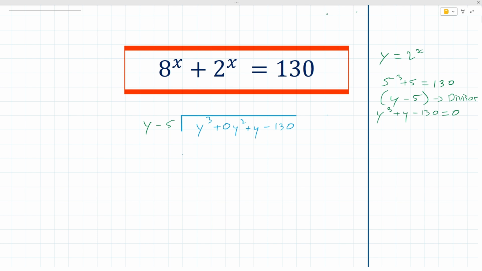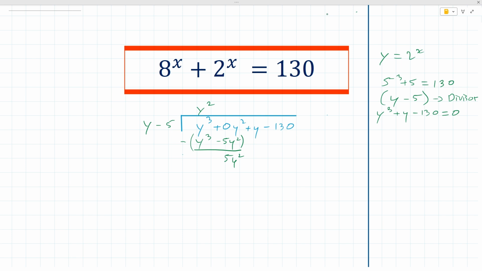So how many times does y fit into y cubed? You can say it fits y squared times. Y squared times y is going to be y cubed, and y squared times negative 5 is negative 5y squared. And now you can see the point of writing the 0y squared so that we don't make a mistake when we're subtracting the negative 5y squared from the 0y squared. You should do the first line minus the second line here for polynomial division. Y cubed minus y cubed goes away. 0y squared minus 5y squared is plus 5y squared, so we're left with this one.